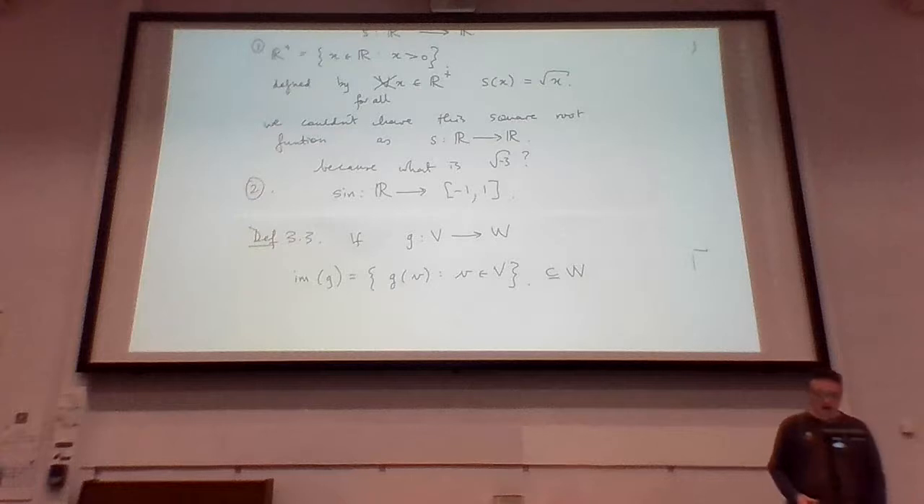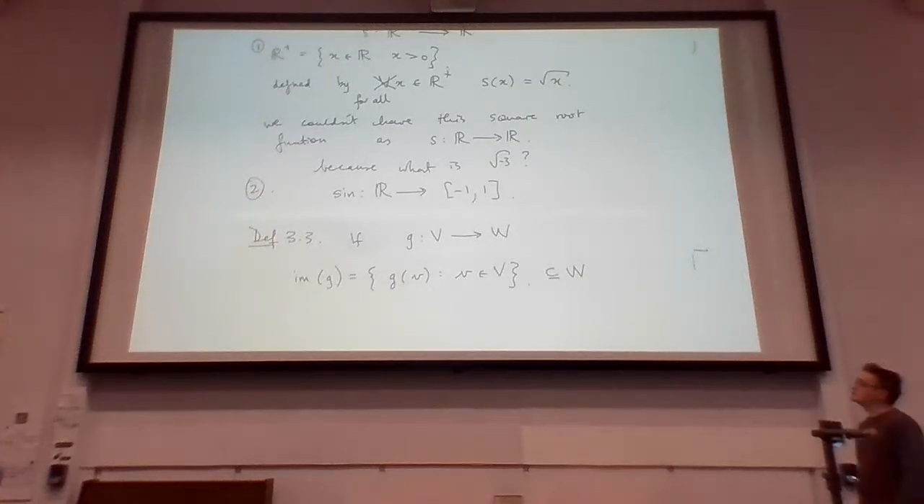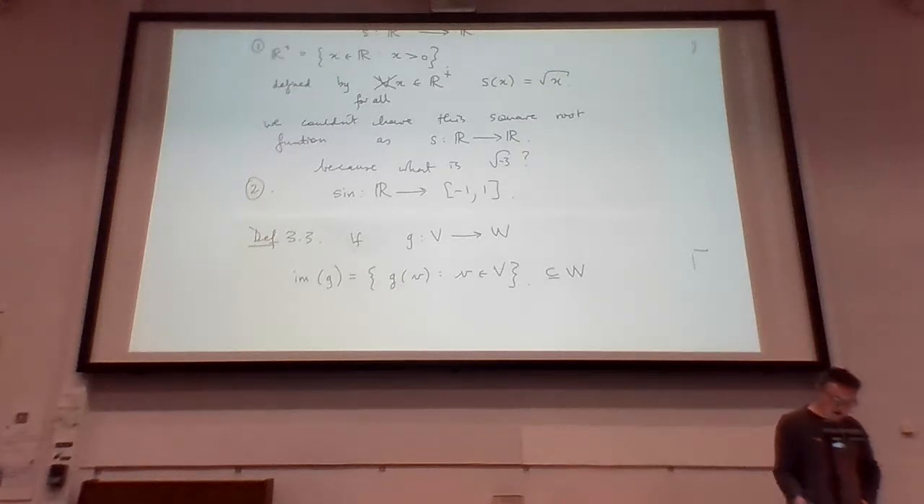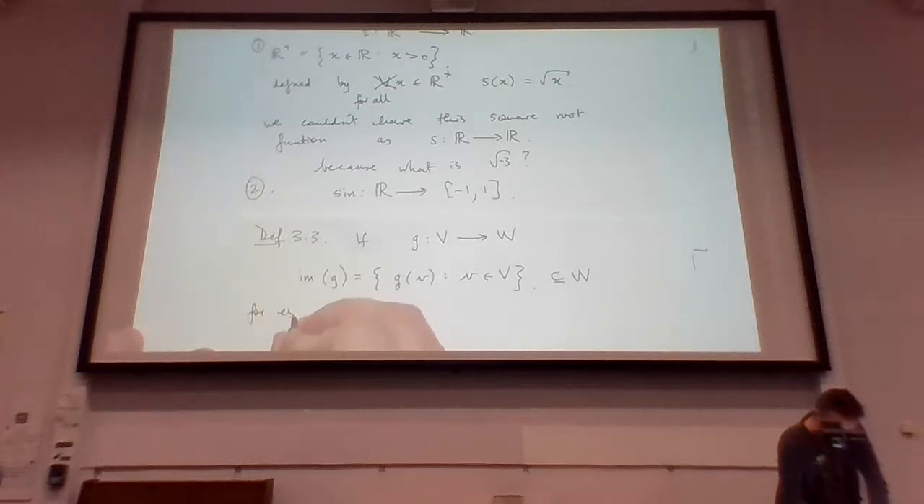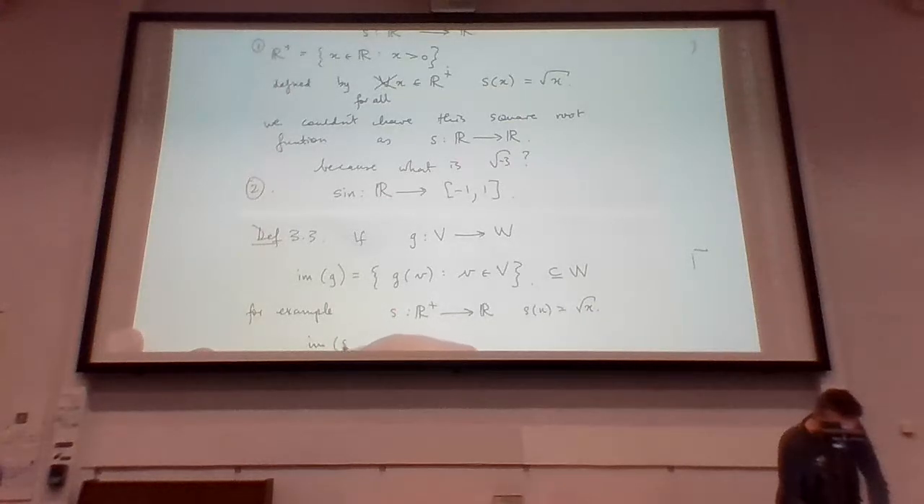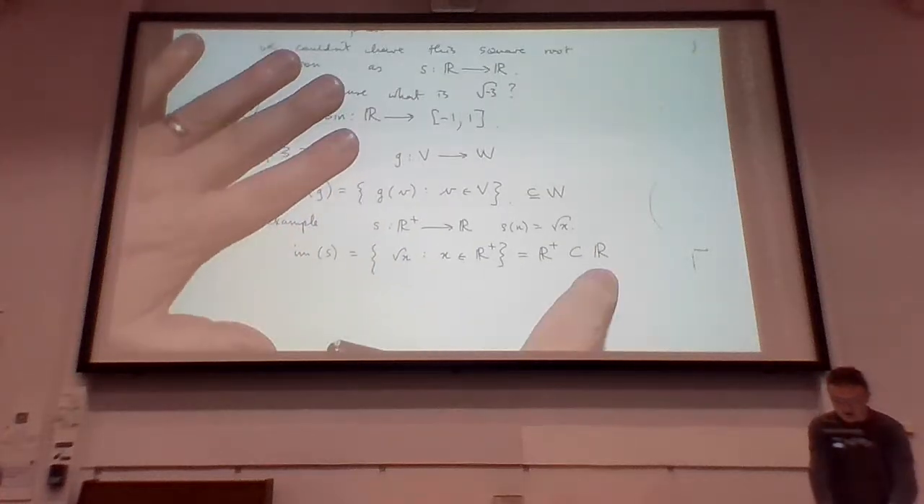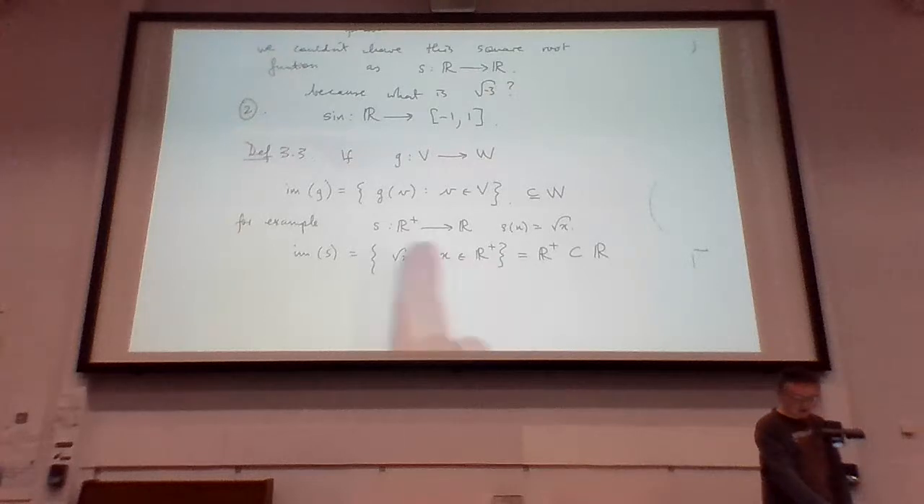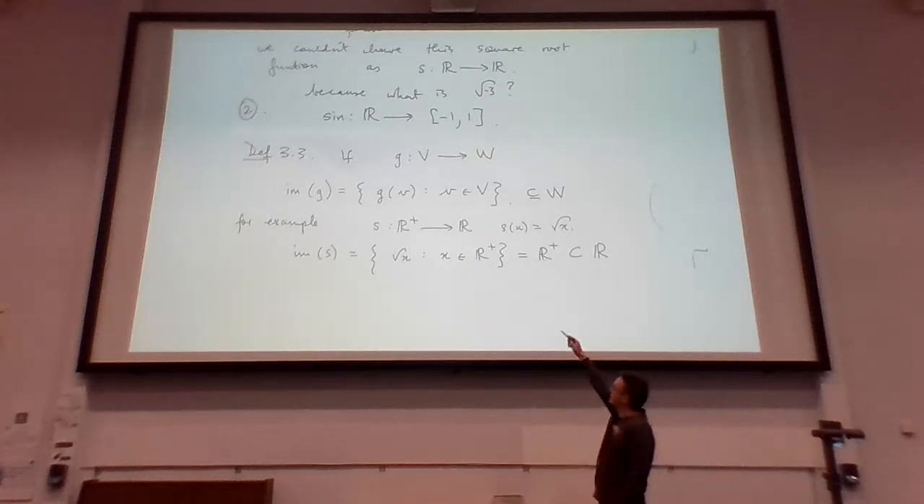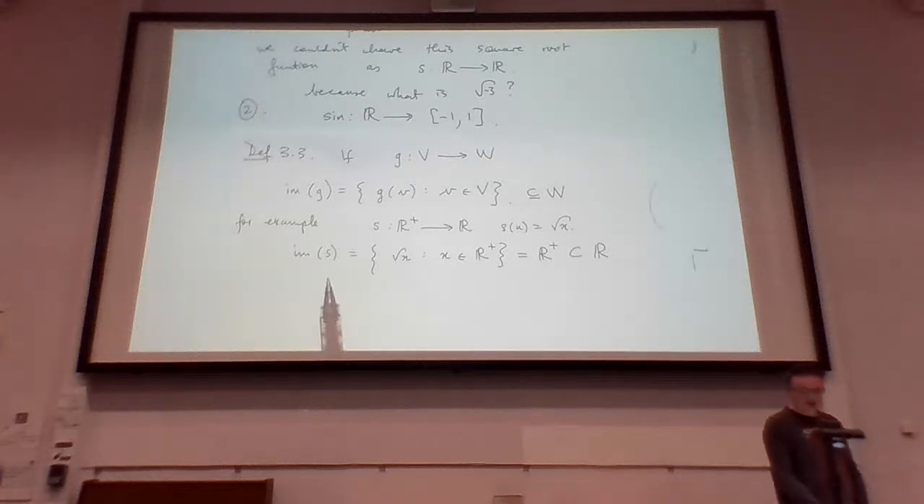Okay? But there may be other elements in W that do not occur as the value of the function. For example, with this square root function, going from R plus to R that we just saw, s of x equals the square root of x, then the image of s, which by definition is all the square roots such that x is in the domain of the function, is just going to be R plus itself. So it's a proper subset of the codomain R of the function. So that example shows that the codomain of the function s, the one on the right, has a lot more elements in there than actually occur as values of the function.